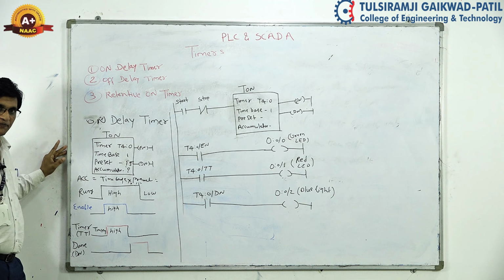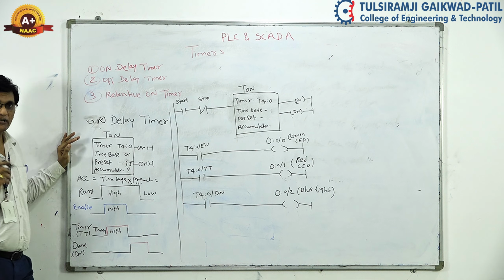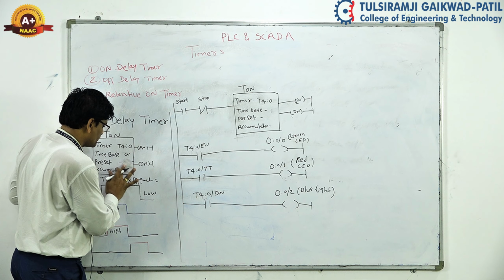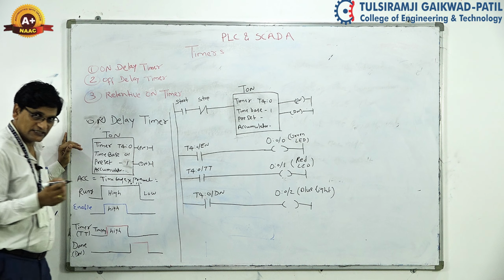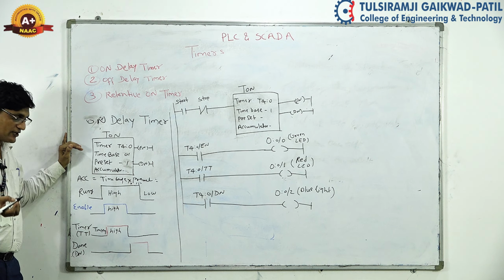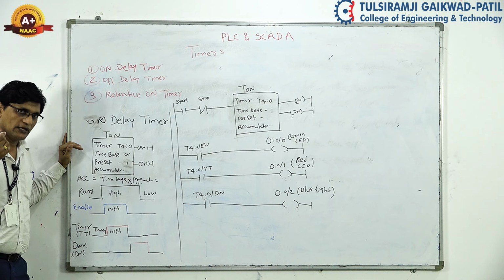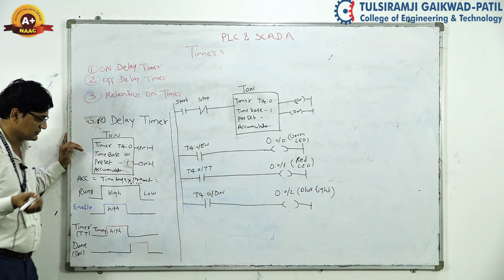Suppose you want to reduce the delay to less than a second. At that time we can use a time base like 0.1, which means our delay will be less than 1 second. If you give a preset of 1 multiplied by 0.1, the delay will be 0.1 second, which means the delay will be very small. In this way you can reduce the delay as per the requirement of the activation of the different devices.